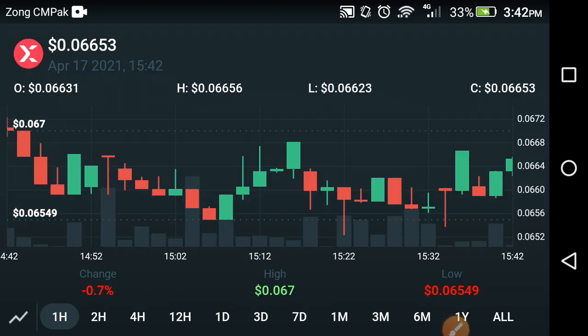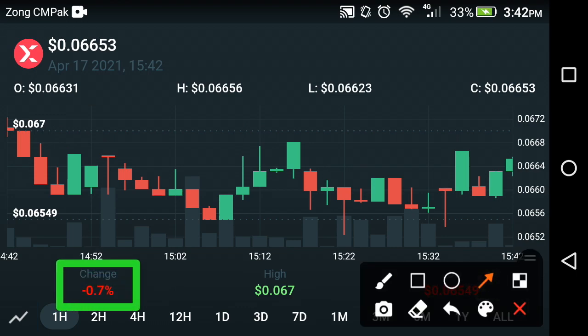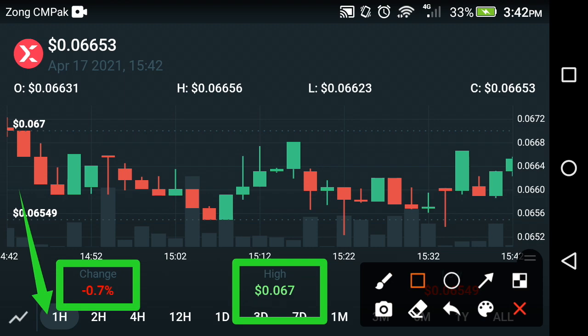As you can see here, the last 1 hour price prediction of StormX shows a change of negative 0.7%, a fall in StormX. That is the last 1 hour price prediction. Now friends, if we look at the last 1 hour high price of StormX, the high price is about 0.067 USD in the last 1 hour.